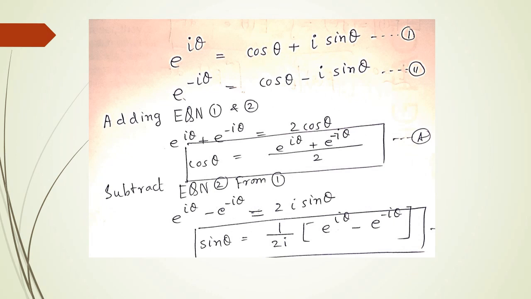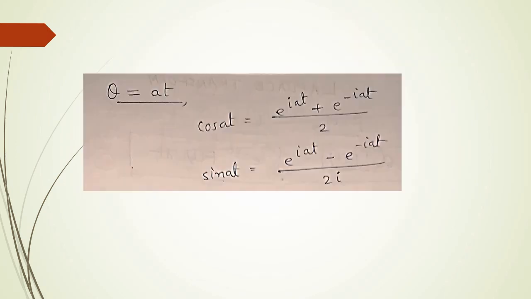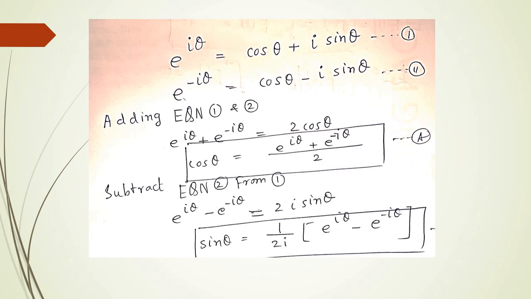To determine the Laplace transform of cos at and sin at, we need to understand this. See, e to the power of i theta has a mathematical expression of cos theta plus i sin theta in a polar way. And e to the power of minus i theta equals cos theta minus i sin theta.